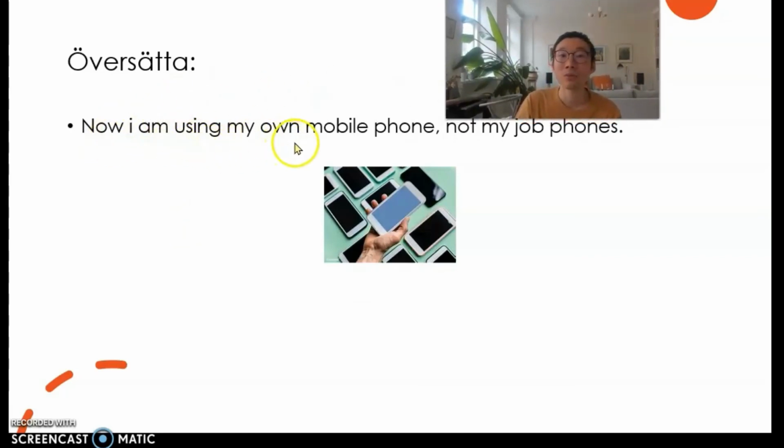How to translate. Now I'm using my own mobile phone, not my job phones.